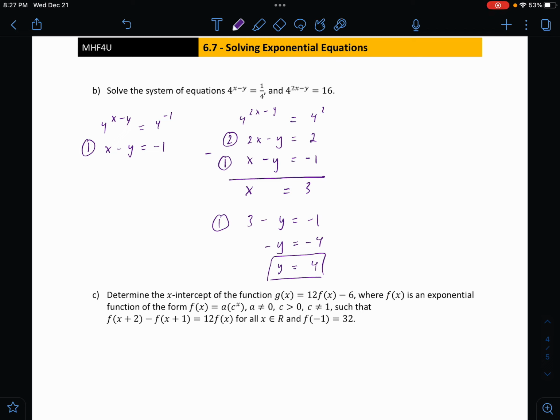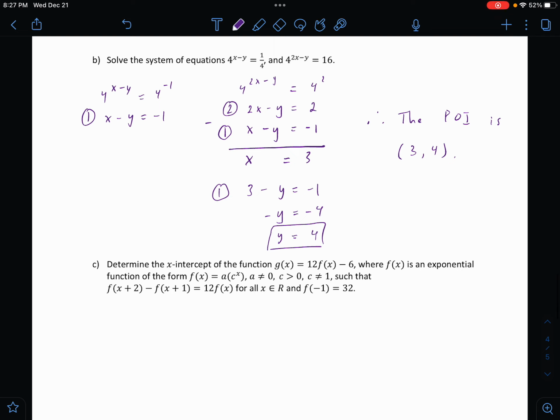And so now we can state what the point of intersection is. Therefore, or solution to the system as well. So yeah, let's just say POI. The POI, point of intersection, is (3, 4). So that's the point where the two lines will intersect each other. Okay, and so that is our solution.